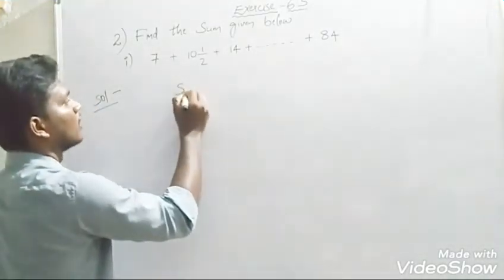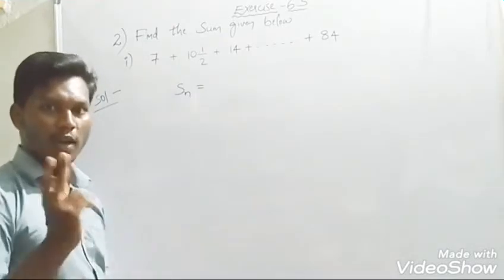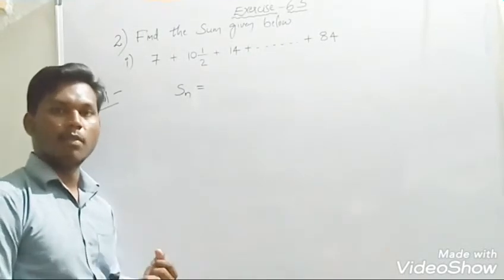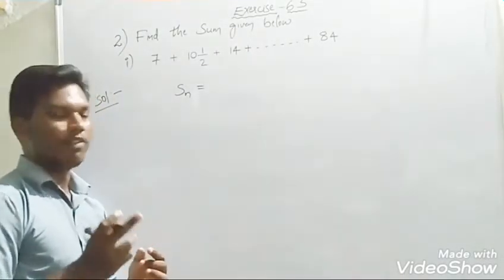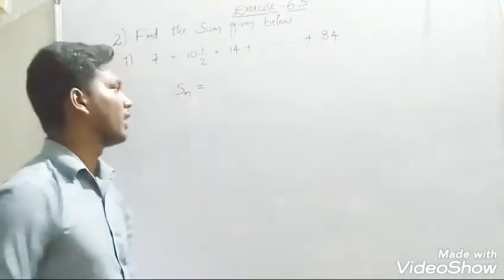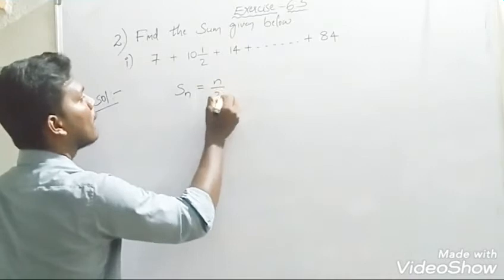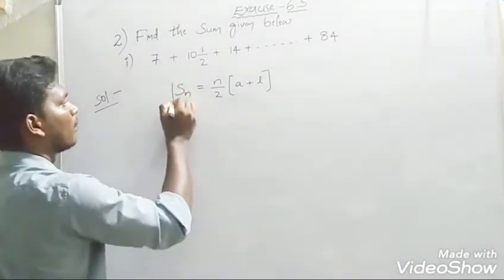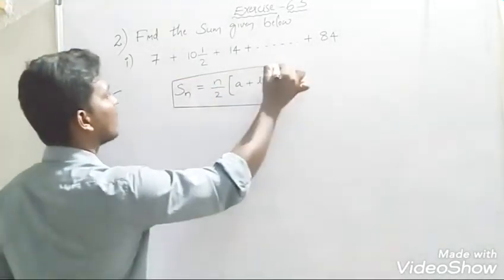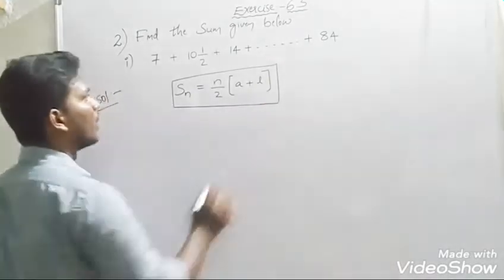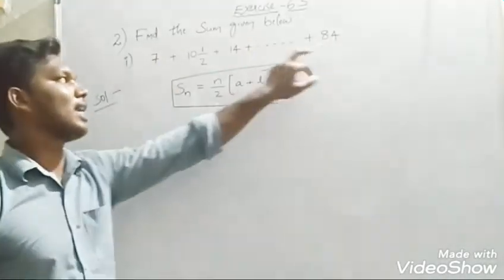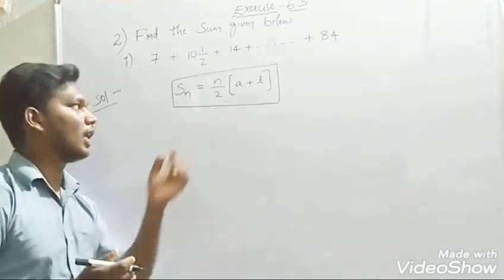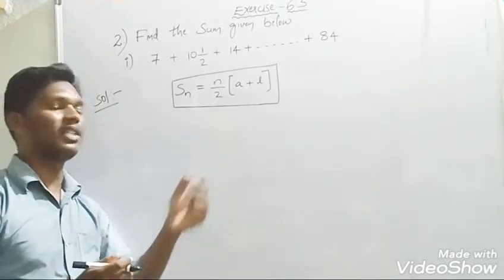See, friends, the sum of n terms, we have two formulas, right? n by 2 into (2a plus (n minus 1) into d), whereas n by 2 into (a plus l). Whenever we know the first term and the last term, then definitely we use the formula n by 2 into (a plus l). This is the formula we will use when we know the first term as well as the last term. In this problem, we know the first term is 7 and the last term is 84. That is the reason I am using this formula. You may also use the other formula, n by 2 into (2a plus (n minus 1) into d).